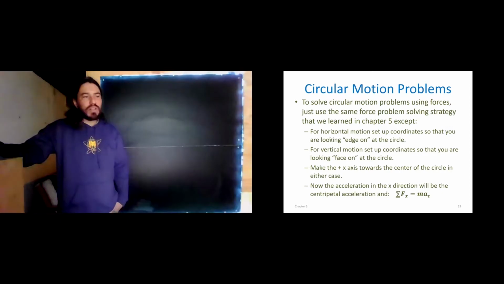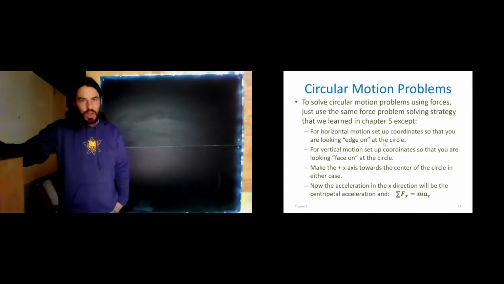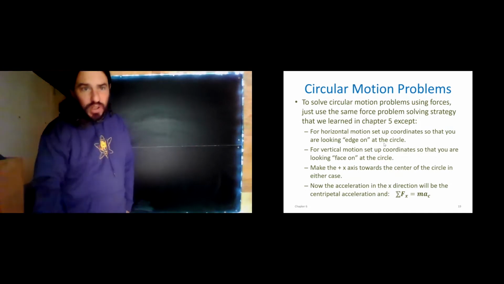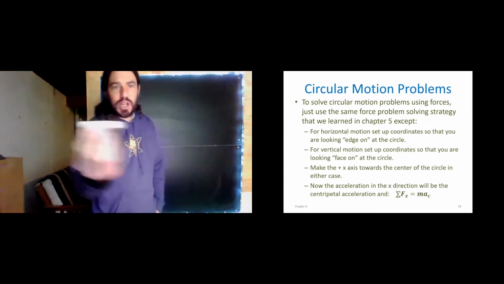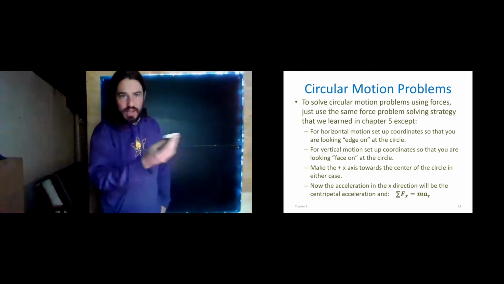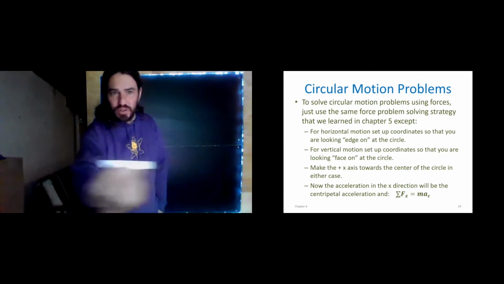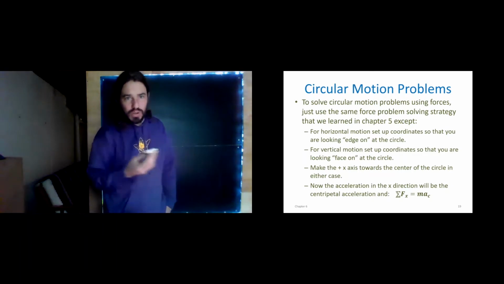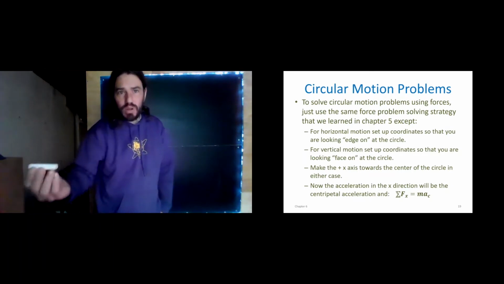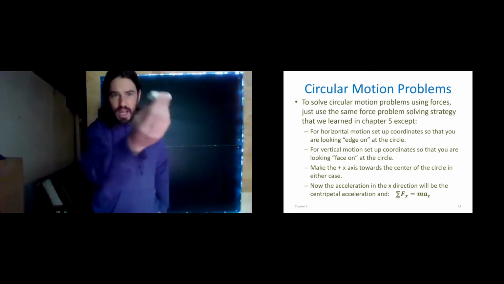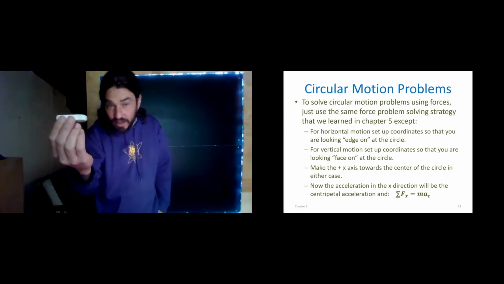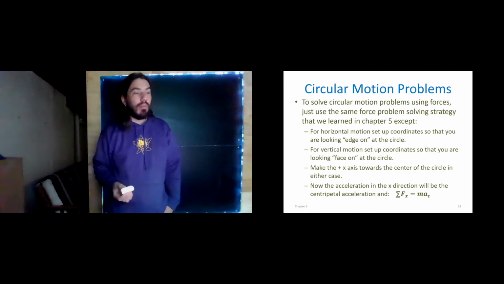So for horizontal motion, we're going to set up our coordinates so that we are looking edge on at the circle. And for horizontal motion, what I mean is an object moving like this, right? So this is what I would call a horizontal circle. The plane of the circle that the object is moving in is horizontal. So we would want to set up our coordinate system looking edge on like that, okay?